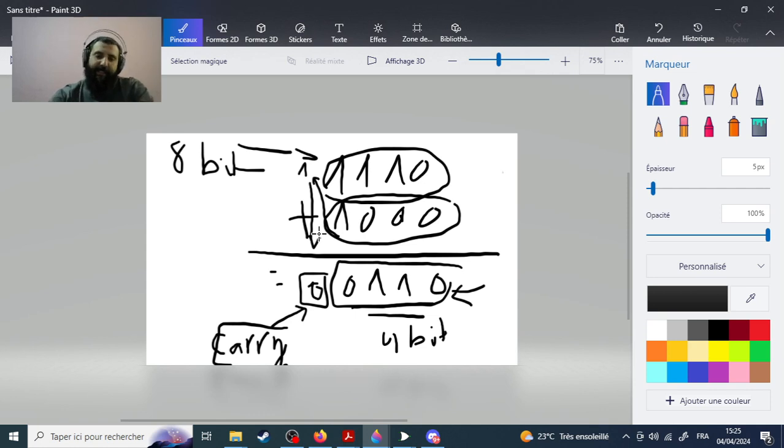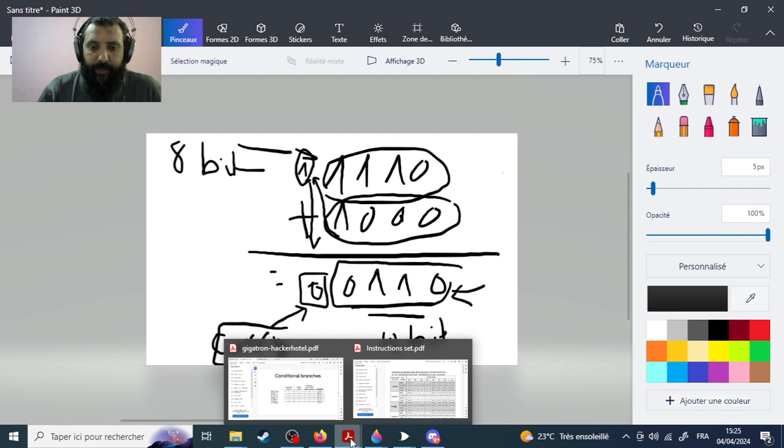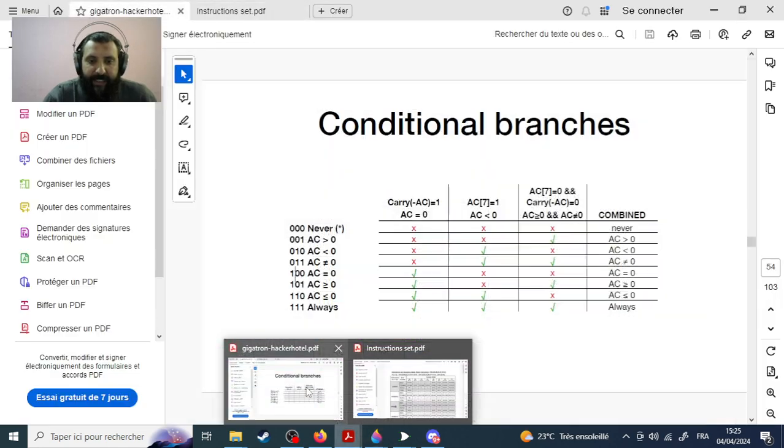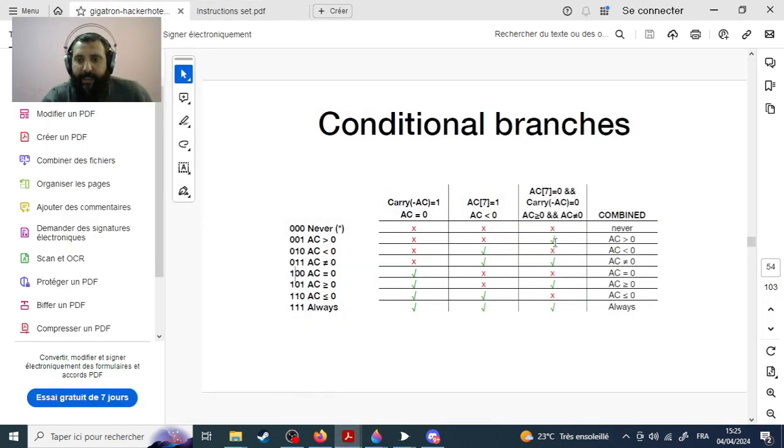Did you understand that? It's very simple. It's just the last carry. But you will see that this bit is very important to test the condition. Anyway, we conclude here. We have 2 bits to test if the condition is true or false. We can verify that on this table, where those two bits are used to check if the condition is true or false.